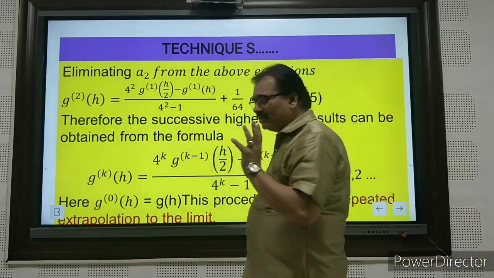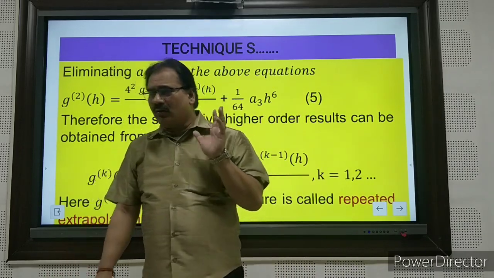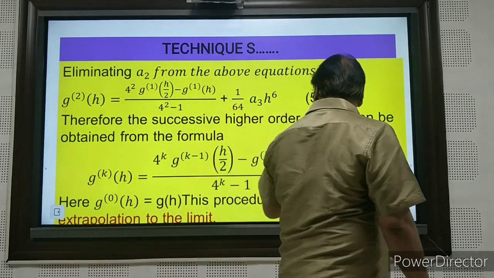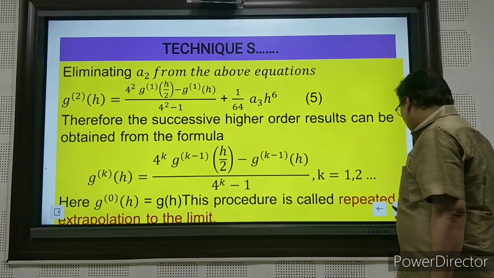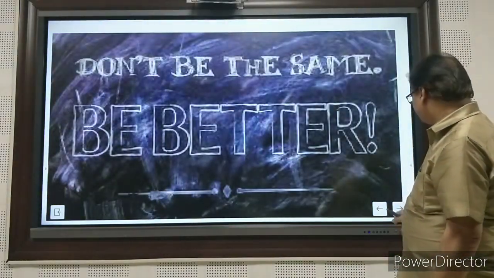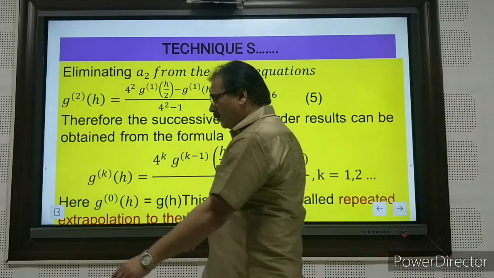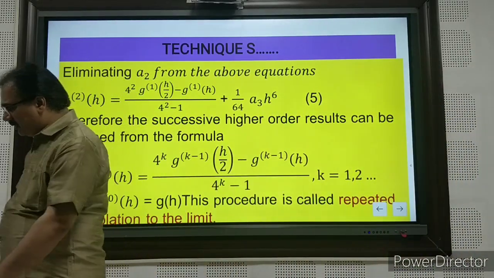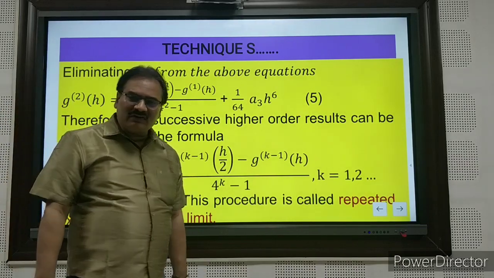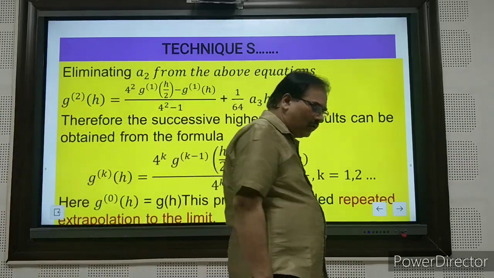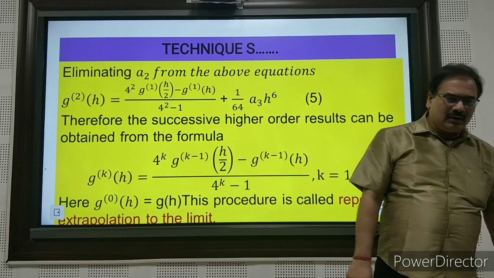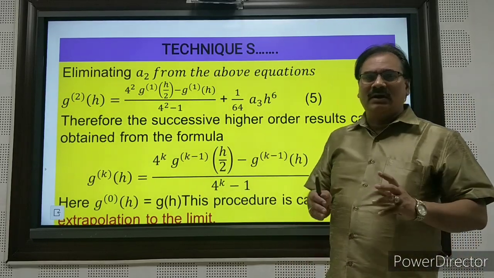Okay, so it was also necessary to discuss what we mean by repeated extrapolation to the limit. Now, this extrapolation method is very necessary, as I said, to discuss Romberg's integration. So now, in the next PPT, I will discuss Romberg's integration.